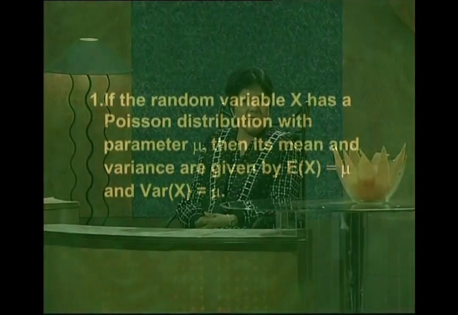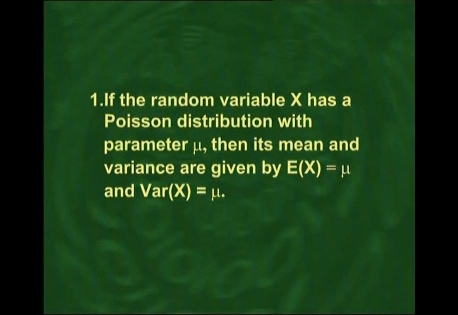Students, the next thing that I would like to convey to you are some important properties of the Poisson distribution. As you now see on the slide, the first property is that if the random variable x has a Poisson distribution with parameter mu, then its mean and variance are given by E of x is equal to mu, and variance of x is also equal to mu.